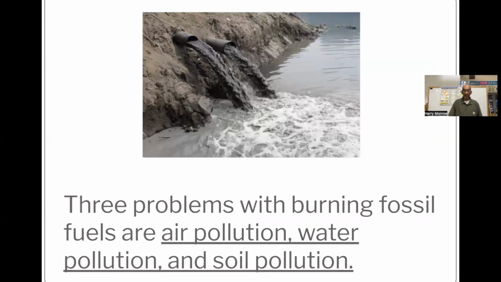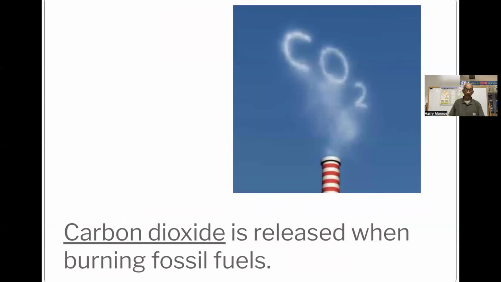Three problems with burning fossil fuels are air pollution, water pollution, and soil pollution. Carbon dioxide is released when burning fossil fuels.